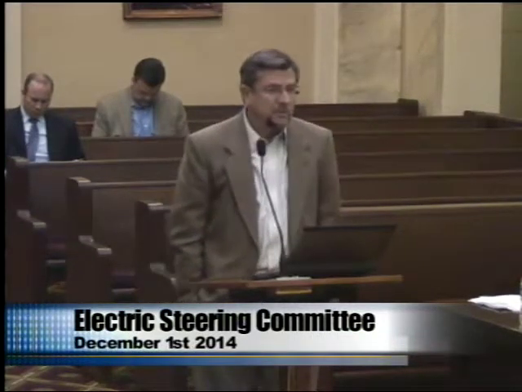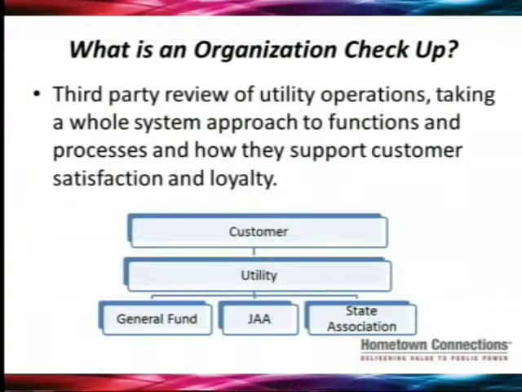We're starting out tomorrow with what we call the Organization Checkup, and really it's a third-party review of a utility, and we offer it and call it the Organization Checkup. On the water side, you may have heard of a process called QualServe that's been around for many years, where it's peer review by water utility professionals that come in.